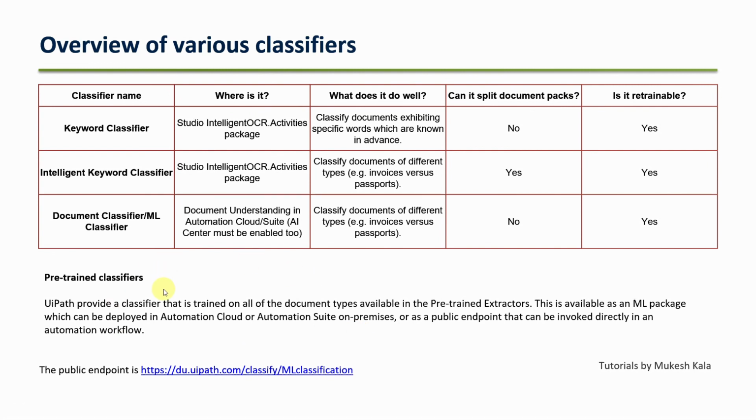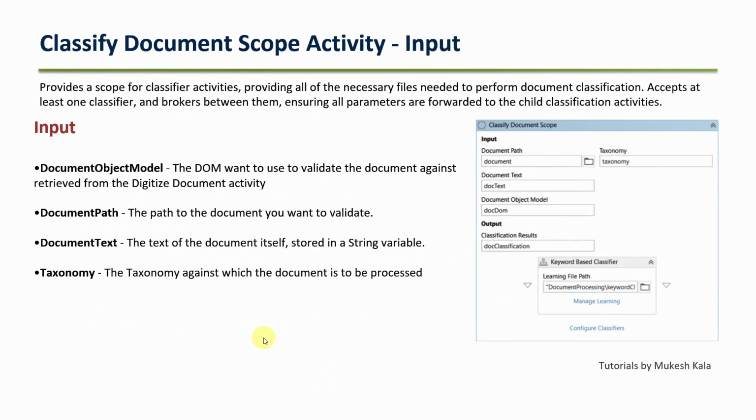As of now you would have seen that I am putting those keywords one by one. If it is a very large project, it becomes a problem. So we can utilize the machine learning classification, all of that in the later part of the videos. But remember, you have different types of classifiers. The activity we have used is the document classification scope, and these are the inputs: document object model, document path, document text, and the taxonomy, which we are getting from the previous activities, right?